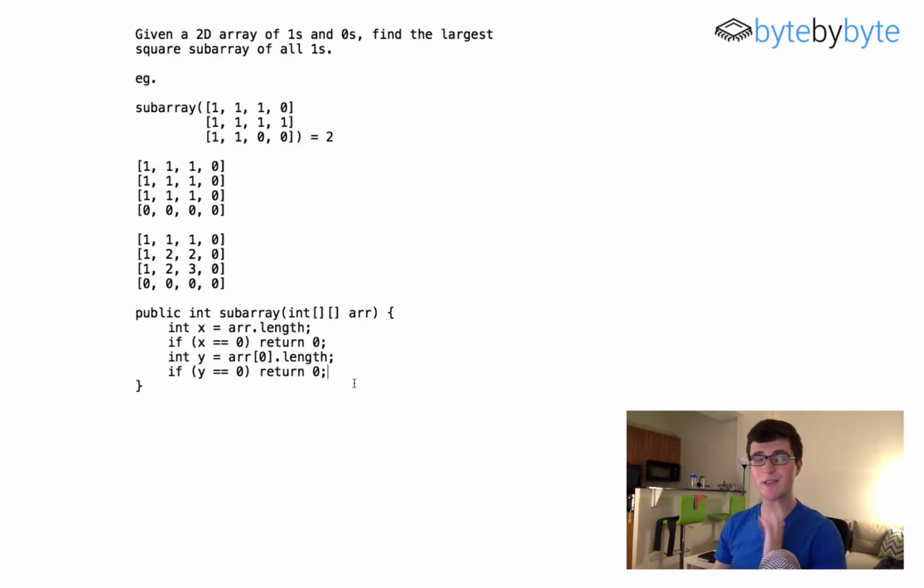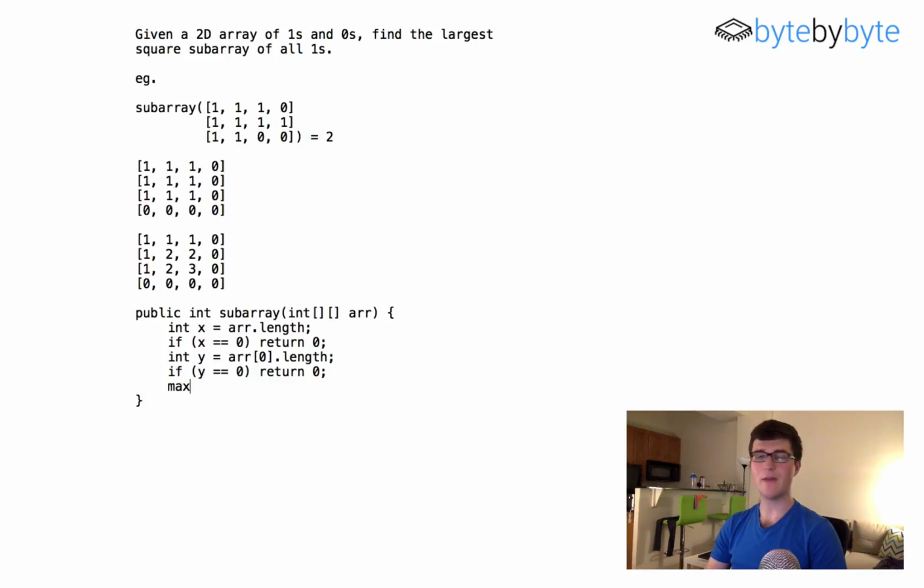As you can see, unfortunately I can't group this better. I can't do x and y and then say if x or y is equal to 0, because if x is equal to 0, then this would fail. This would be an illegal operation. So I have to check if x is 0 first and return before I can even get the value of y. So unfortunately it's a little less clean. It's an extra line of code, which is not ideal, but whatever.